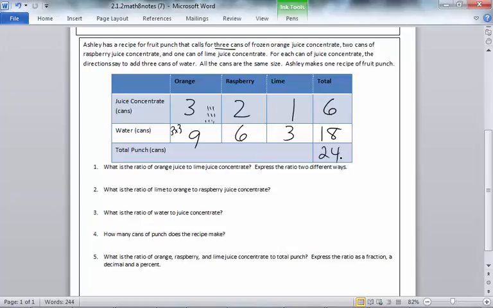So, question says, what's the ratio of orange juice to lime juice? Orange to lime, right? They say orange first, so it would be 3 to 1. That's in ratio notation, and let's express it in 2 different ways, right? So I could do it as a picture, right? That would be one way, or I could do it in words. There are 3 cans of orange for every 1 can of lime.